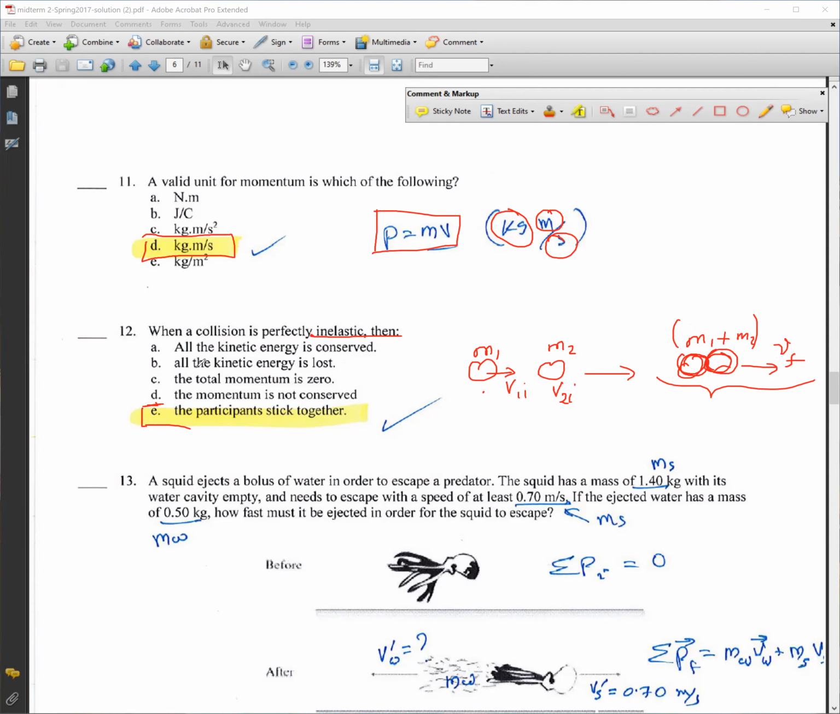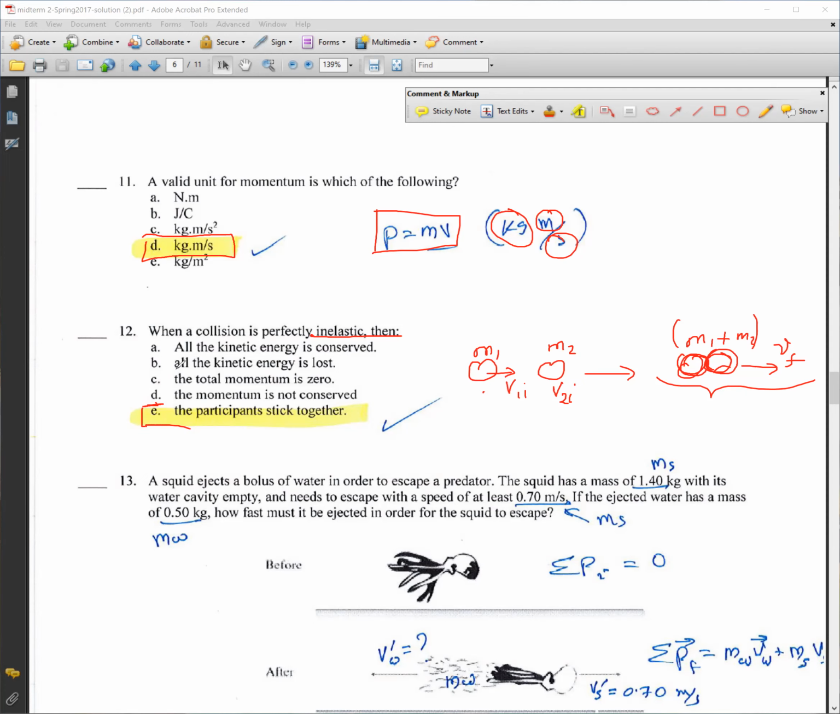Now, why are the others not correct? Option A says all the kinetic energy is conserved, which is not true. When you have perfectly inelastic, the two objects stick together, which means some of the energy is lost in the process of sticking. It could be turned into heat, or into internal losses or stresses, etc. So part of this kinetic energy will be lost in the process.